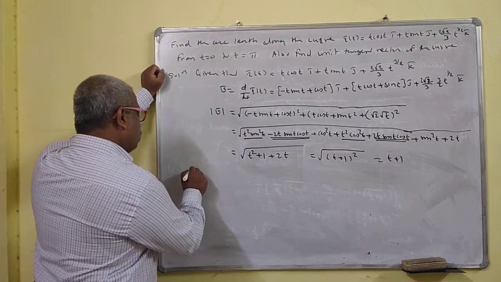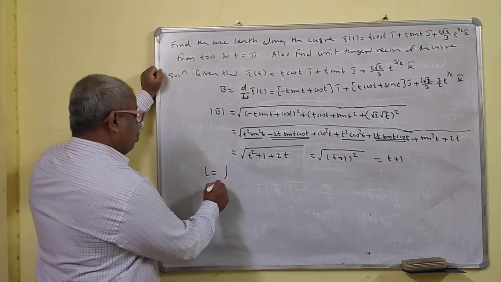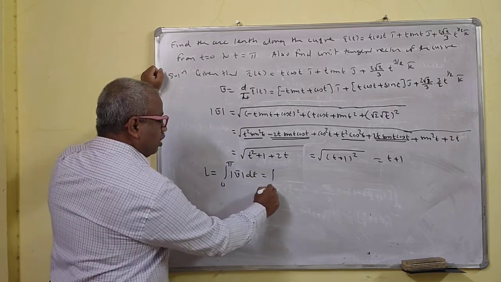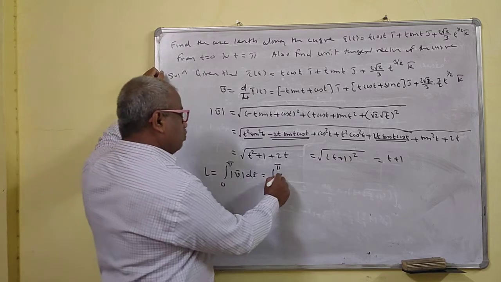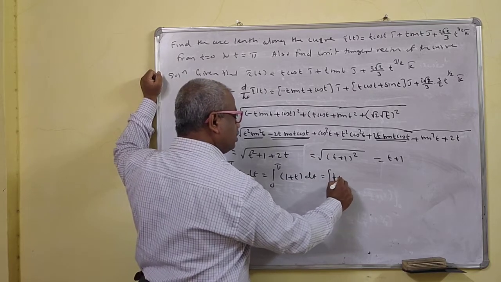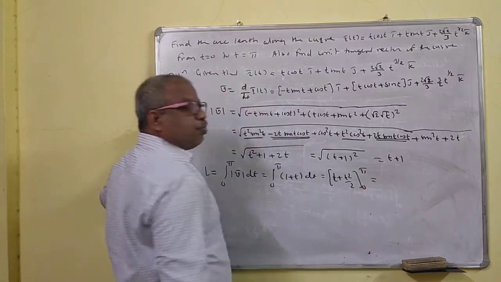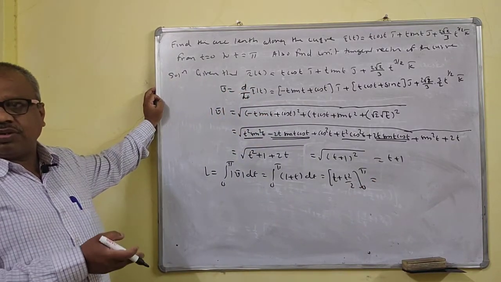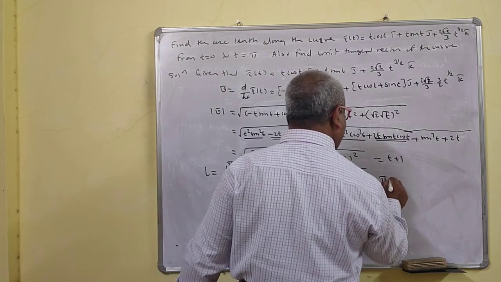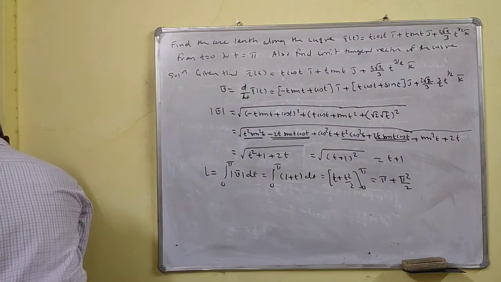So the arc length is the integral from 0 to pi of mod of v bar dt. This is the integral from 0 to pi of t plus 1 dt, so this is t plus t square by 2, from 0 to pi. If you put t equal to 0, the value is 0, so we only have to put the upper limit. So this is pi plus pi square by 2.